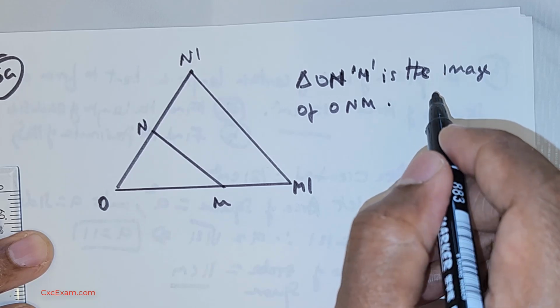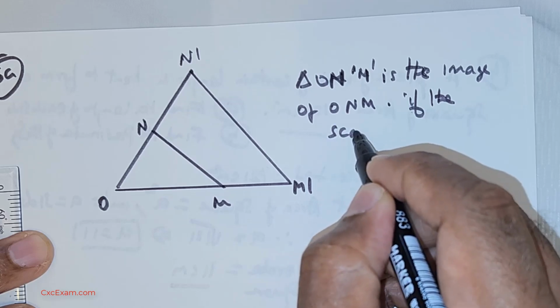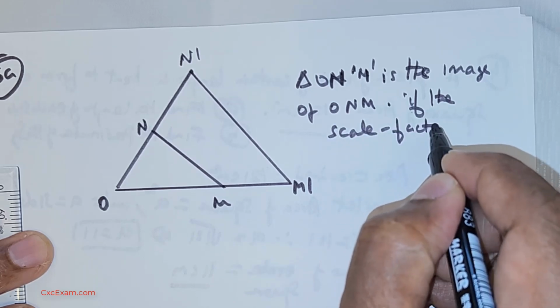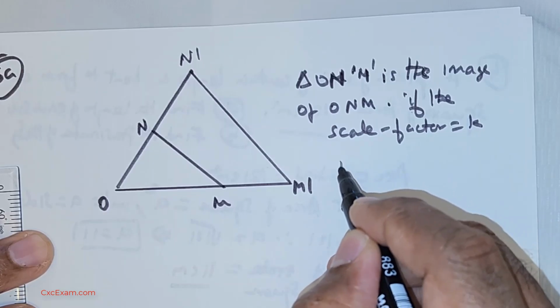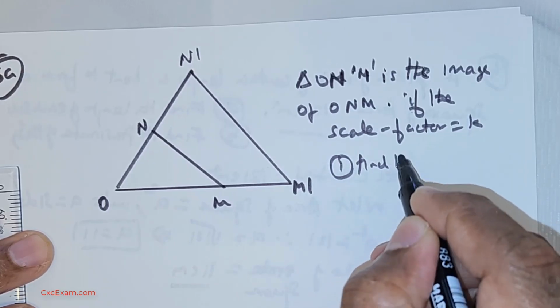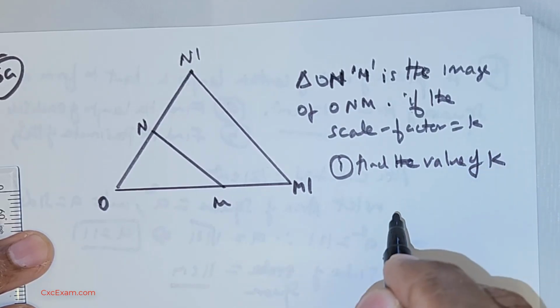Okay, so if the scale factor equals k, we have to find the value of k. Find the value of k.